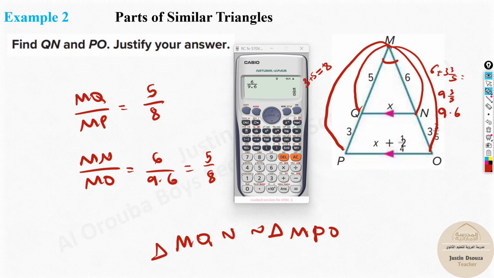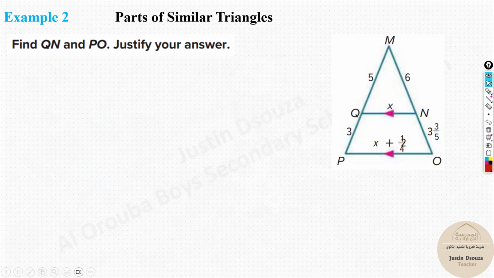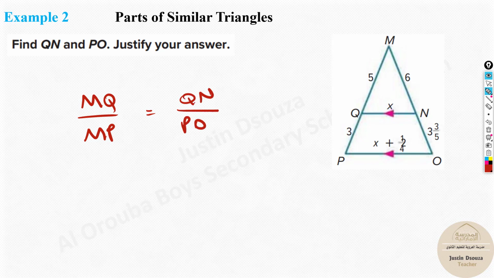How do we solve them? Choose any of this already given side, and we will equate, instead of this, we will equate these two. I'll tell you how. I'll just erase everything. See, since we know 5 by 3, it's easily there. I'll just use that. MQ, the inner triangle, divided by the outer triangle MP, must be equal to what? QN, the inner triangle base, divided by the outer triangle base PO.